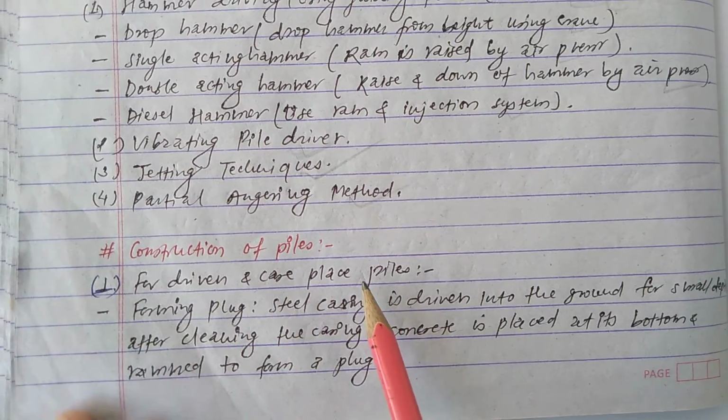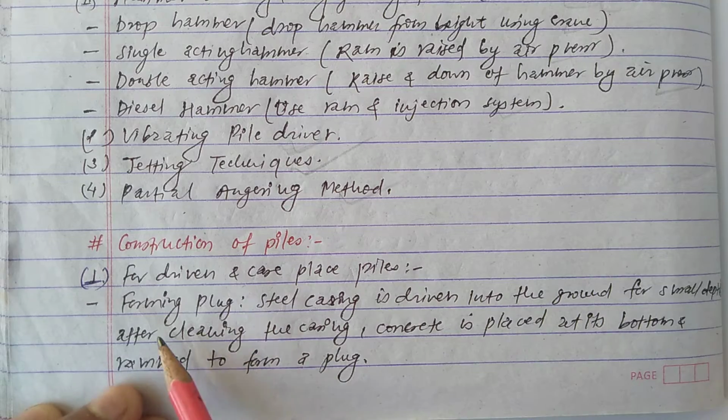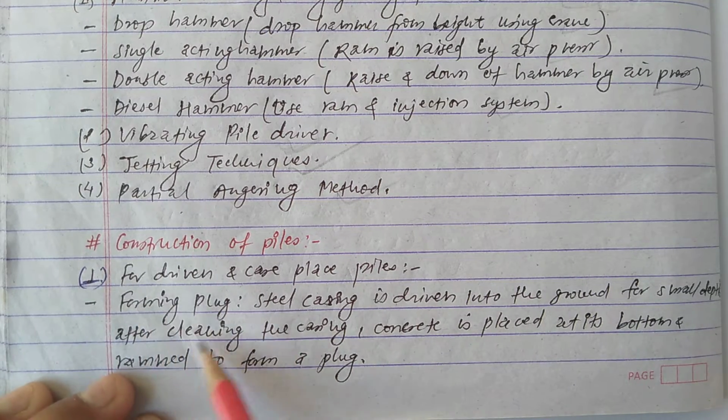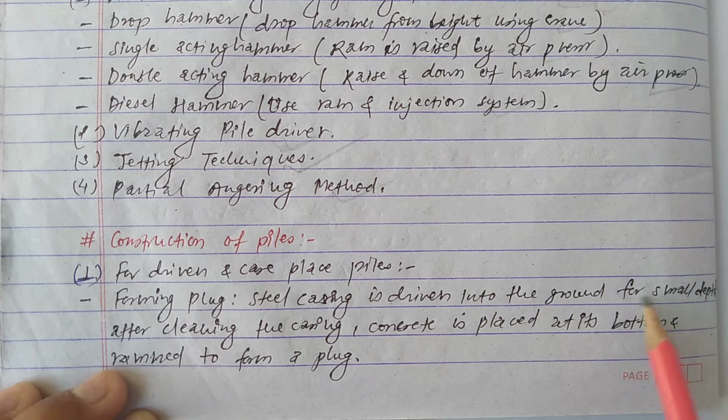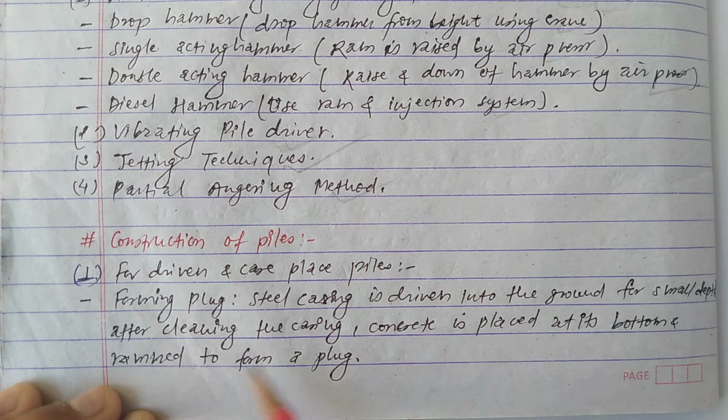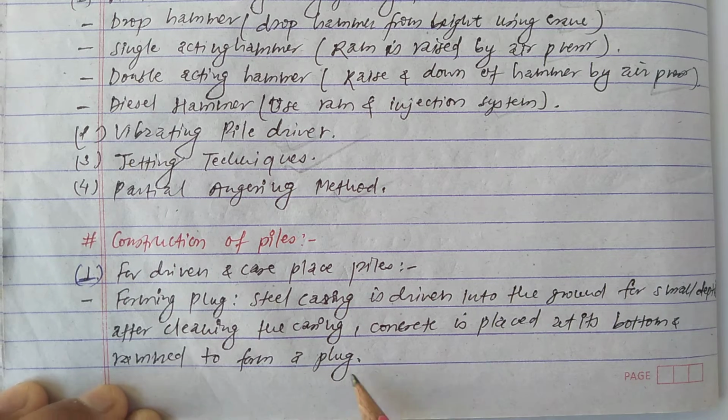Construction of pile. The first one is the driven cast in place pile. First is forming the plug. A steel casing is driven into the ground to a small depth. After cleaning the casing, concrete is placed at its bottom and rammed to form a plug.